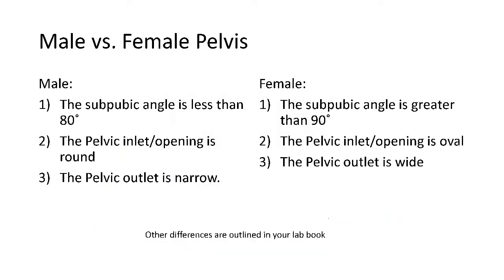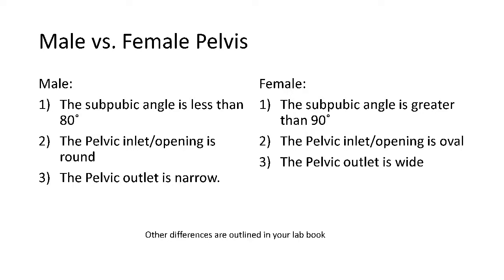Now your textbook, or your lab book rather, not the textbook, has a nice list of about 10 things on page 154 in the lab book. But I'm distilling it down to the 3 key elements. If you can find these 3 key elements, then you can determine whether or not it's male or female. And the first element is the subpubic angle. If that subpubic angle is less than 80 degrees, it's male. If it's greater than 90 degrees, it's female.